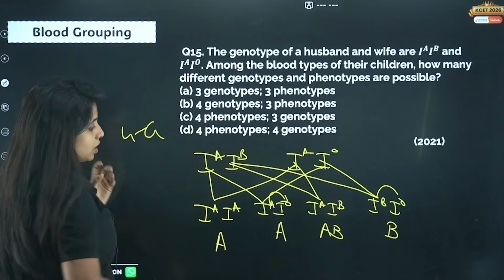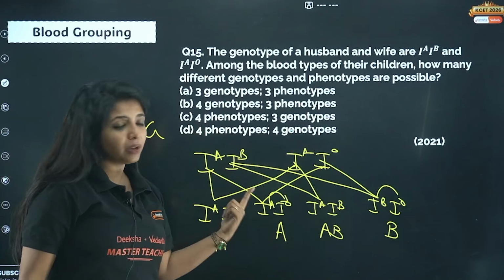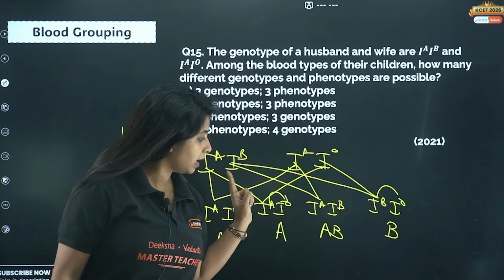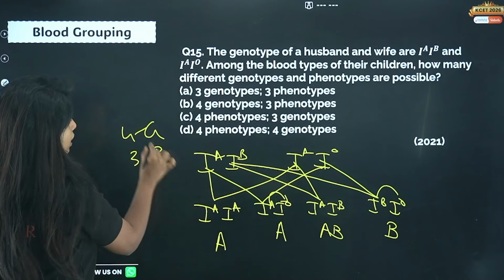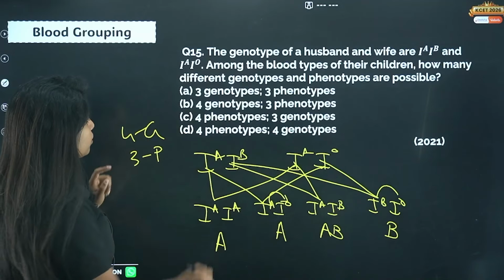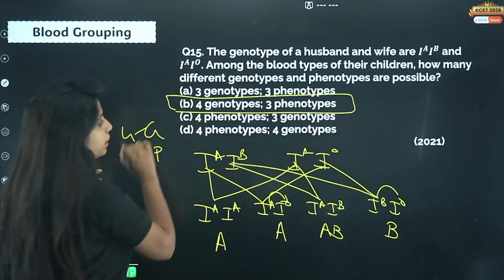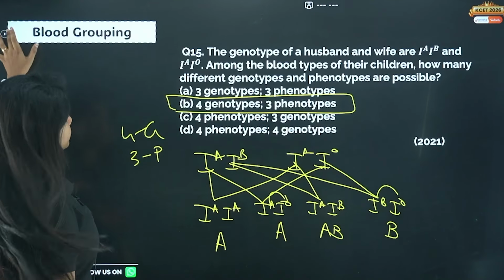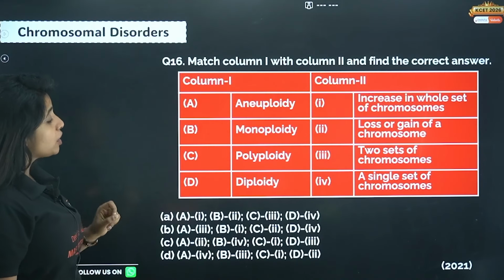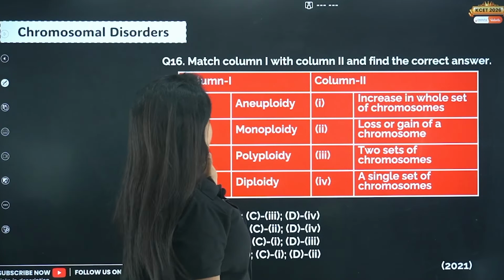What about phenotypes? Both of them are A, so I will consider it as 1. A, B, B. 3 are there. So phenotypes, if you see, 3 are there. So 4 genotypes and 3 phenotypes, I have the answer as B. Done? Done. Next, match column 1 with column 2 and find the correct answer.